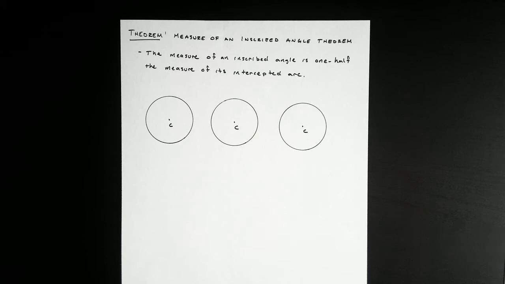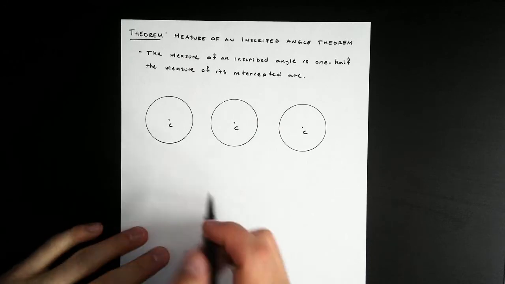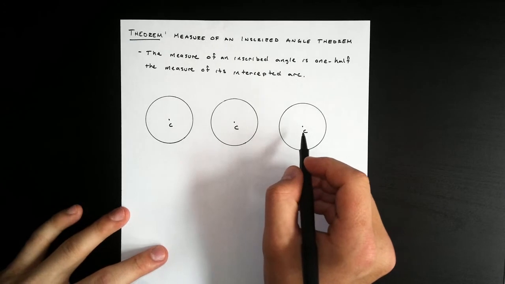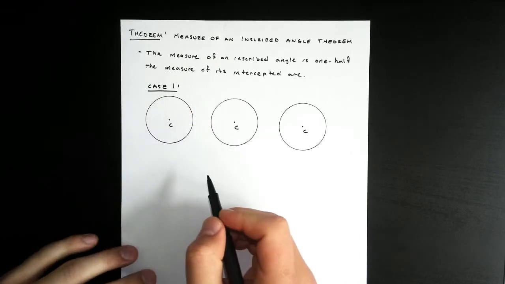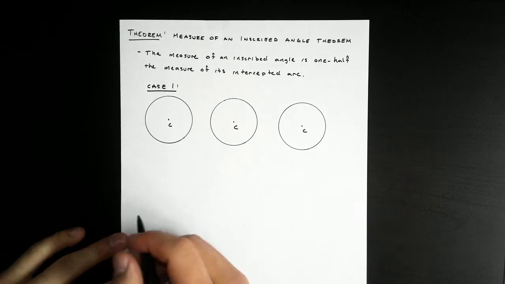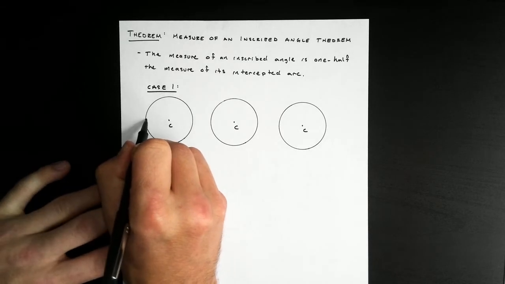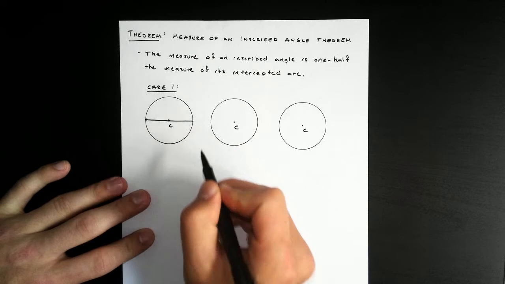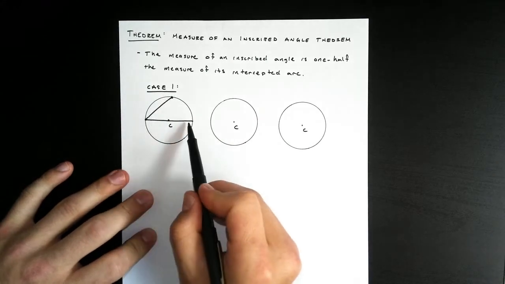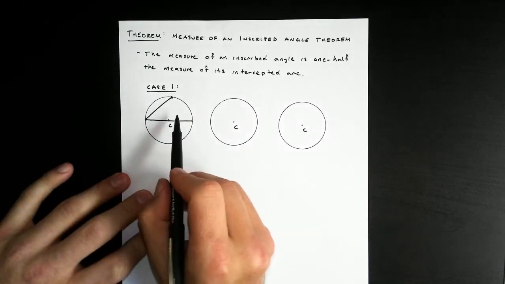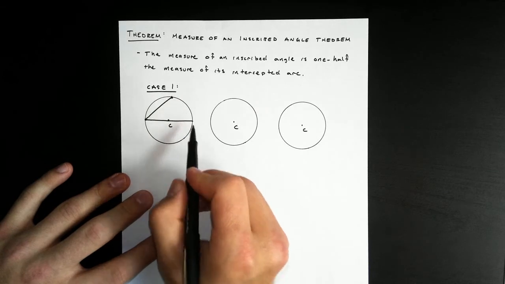So the proof to this theorem actually involves 3 different cases because we can have 3 different kinds of inscribed angles. So I drew out 3 circles here just to overview our 3 different cases. Case 1 is when one of the sides of our inscribed angle goes through the center of the circle. So something like this. One of the sides goes through the center, and then the other side is just somewhere else. So here's an inscribed angle, the vertex is on the circle, and what the theorem is stating is that this angle is half as big as this arc.